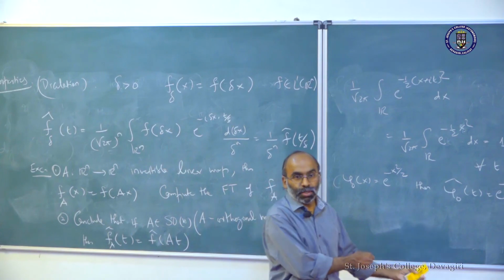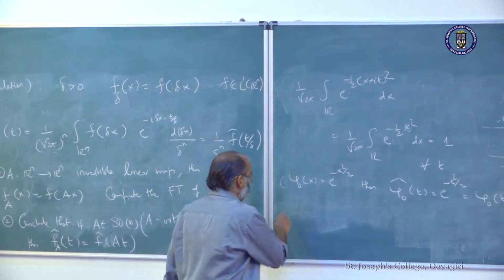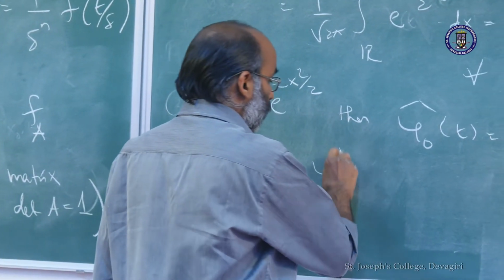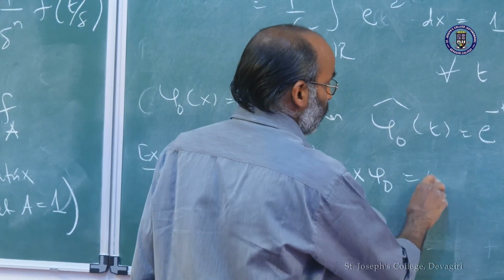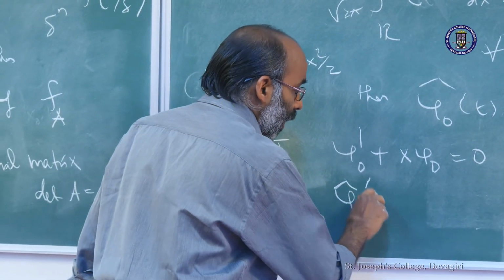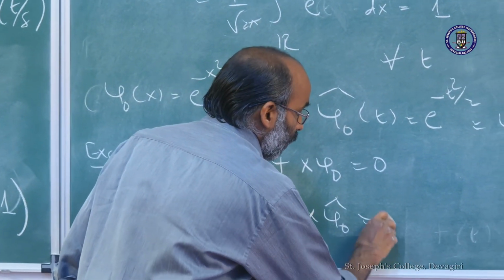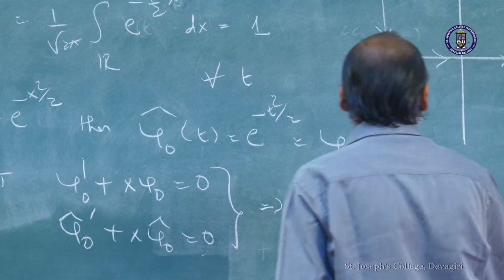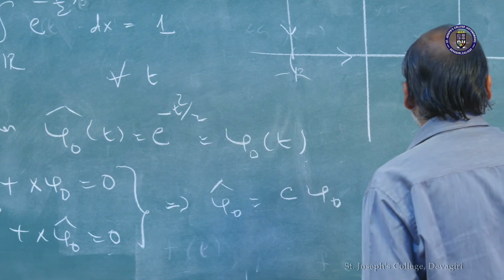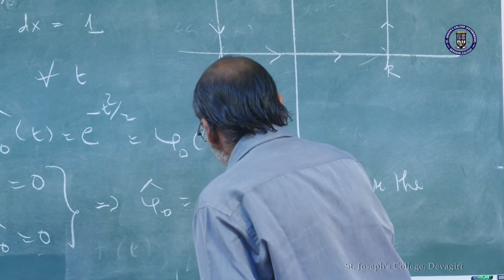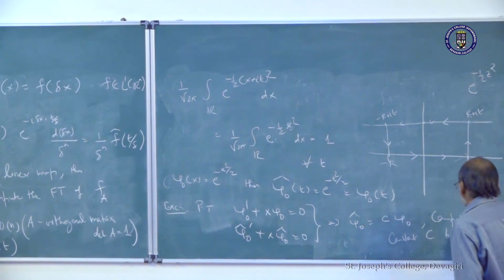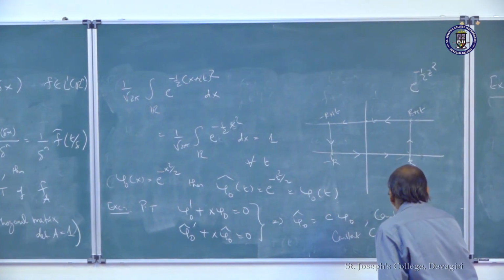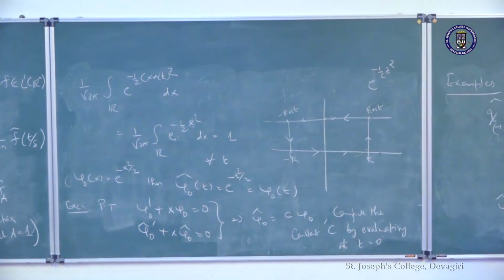So, let me stop with an exercise. You can do this in a slightly different way. Exercise: prove that phi 0 prime plus x times phi 0 is 0, and phi 0 hat prime plus t times phi 0 hat equals 0. This implies phi 0 hat equals some constant times phi 0. Compute the constant, by evaluating at t equals 0.